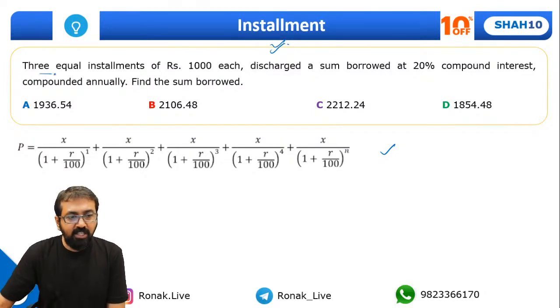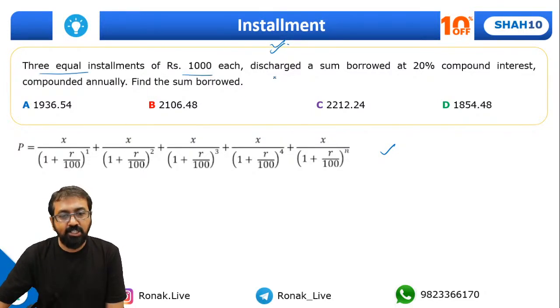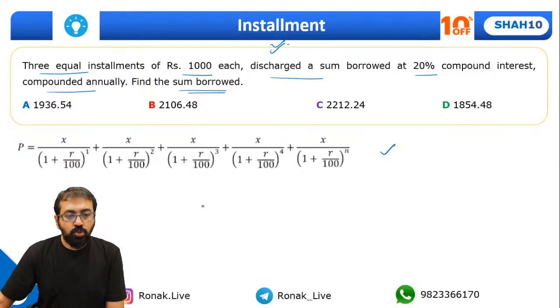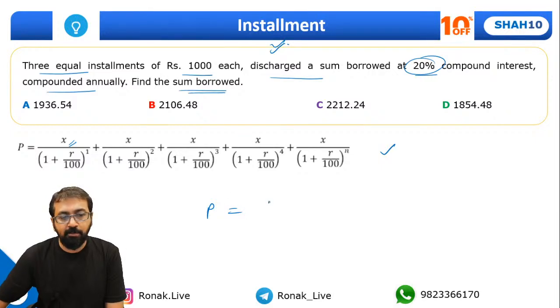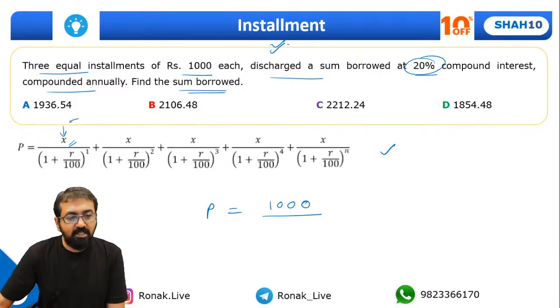Okay, if 3 equal installments of 1000 each discharge a sum borrowed at 20% compound interest compounded annually, find the sum borrowed. So if I borrow some principal P for 3 years at a rate of interest of 20%, to pay back, if I use X rupees installment, then this relation holds true. So if I want to find out the principal, this is how the calculation will be done. My installment, this is nothing but installment.